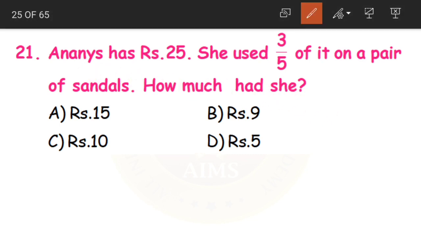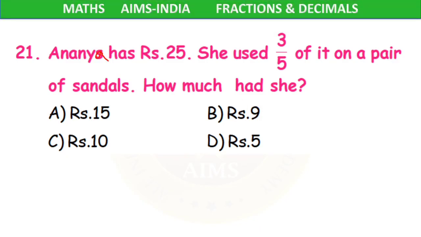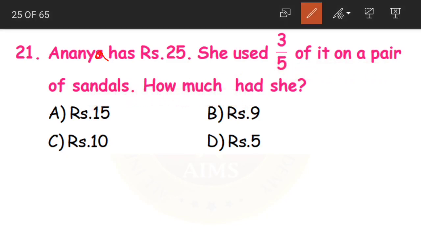Ananya has 25 rupees. She used 3 by 5 of it on a pair of sandals. How much had she spent? Some word is missing here. Now what are they saying?